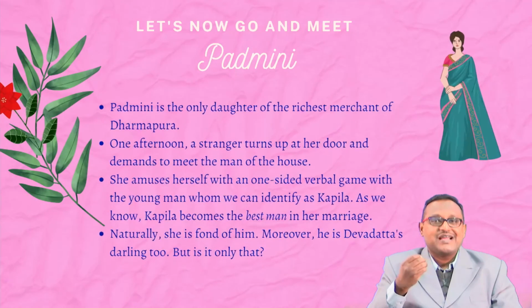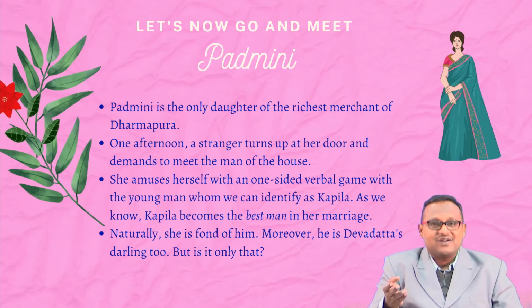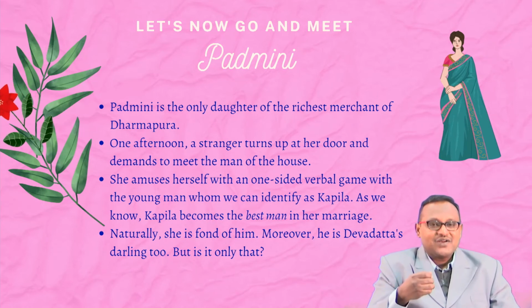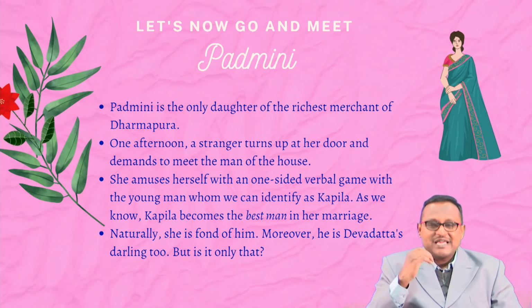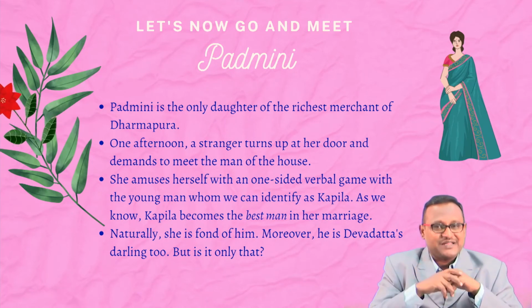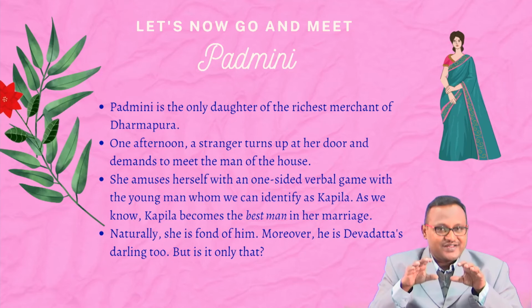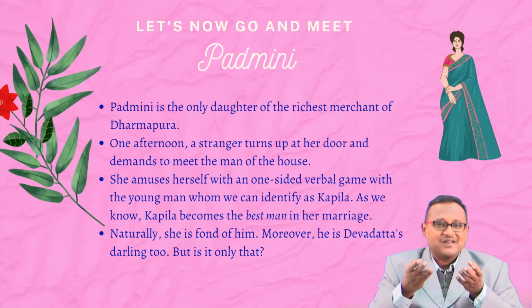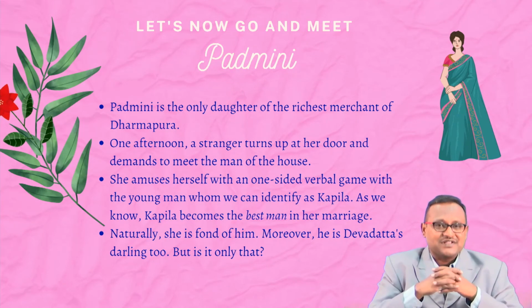Now let's go and see what happens to Padmini. Of course, we know Padmini is the daughter of the richest merchant of Dharmapura. Remember, Padmini first meets Kapila, and it's through Kapila that she comes to know about Devdutta. She is slightly drawn to him, but keeping with the stature of her family, Kapila is, remember, the son of a blacksmith. There are caste hierarchies and class hierarchies involved here. Therefore, she cannot marry Kapila. Of course, it's unheard of. Therefore, she marries Devdutta.